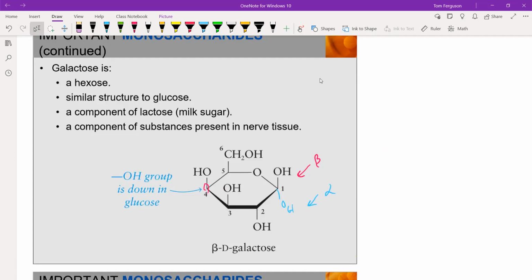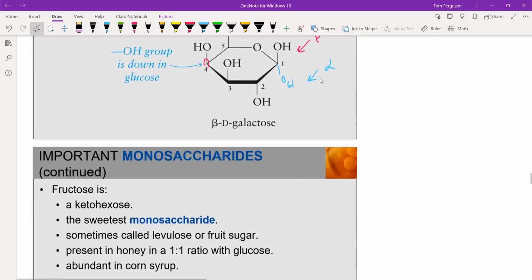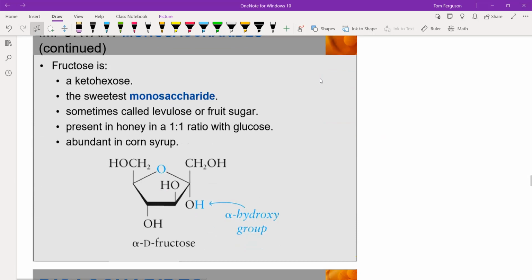Lactose is a disaccharide that you're going to have to know also, and it's a combination of galactose and glucose in a certain combination. It's also used extensively in nerve tissue, so it's an important monosaccharide. The other monosaccharide is fructose. And again, this is the alpha version.